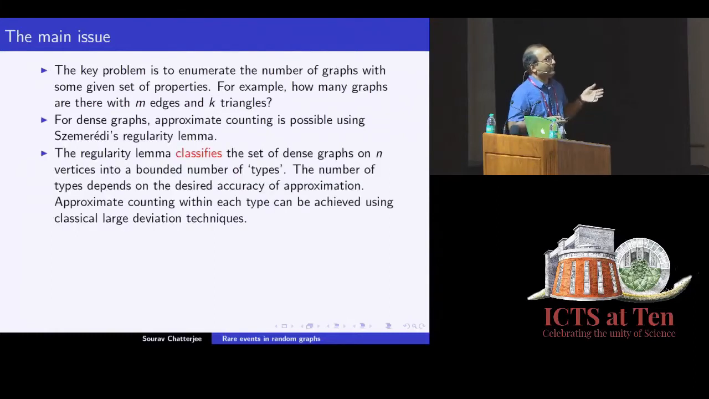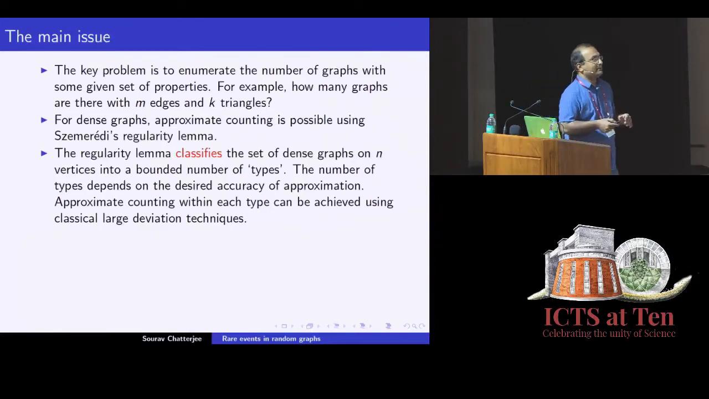Okay? So what the regularity lemma does is that it classifies a set of dense graphs on n vertices into a number of types. Very roughly speaking, the number of types depends on how much accuracy you want. When I say approximate counting, the degree of approximation determines this number of types that you get. Okay, and it doesn't depend on n.